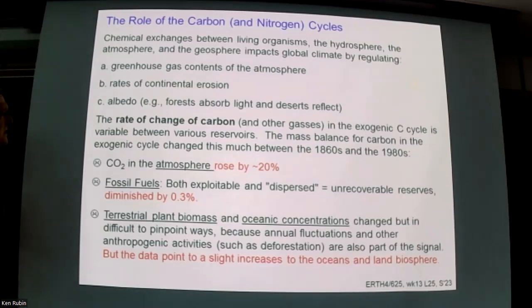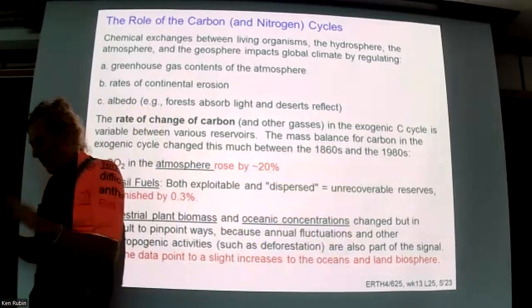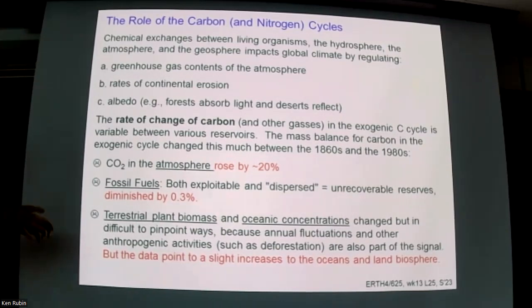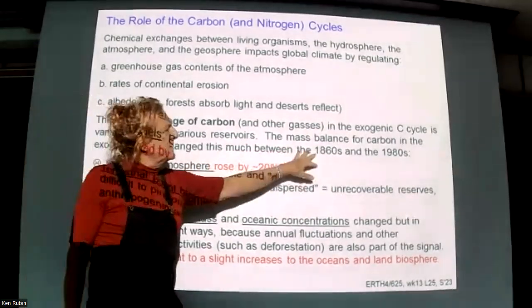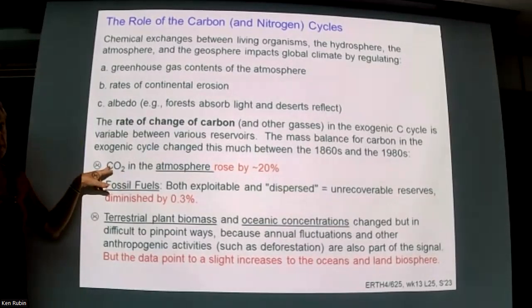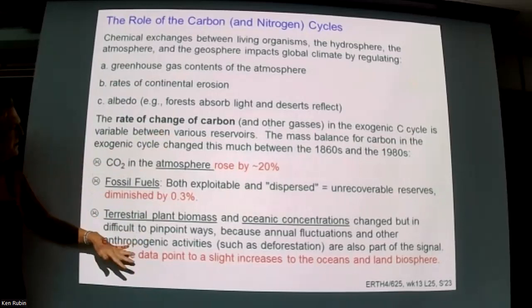So one of the things that we know between the 1860s and the 1980s, before carbon loading in the atmosphere just went completely crazy in the 90s and since the year 2000, it's been much harder to track this because the inputs have gotten so much bigger. But from that period of time, we saw the atmosphere CO2 rise by about 20%. We know now we're more like 50%, but during that, we can do these mass balances more easily.